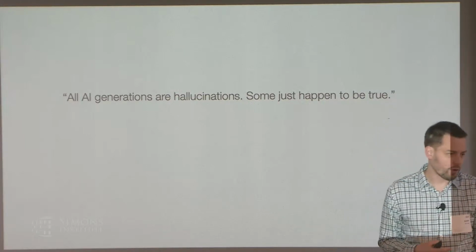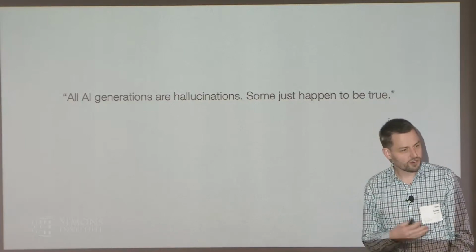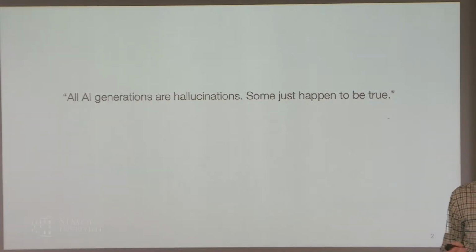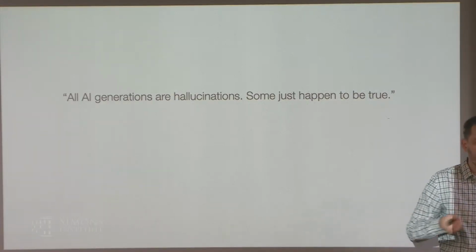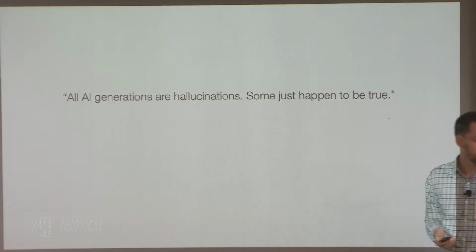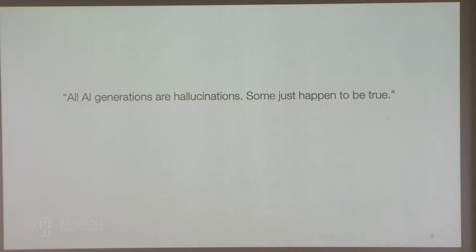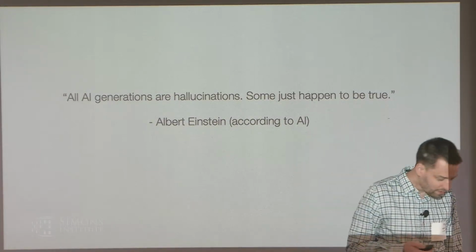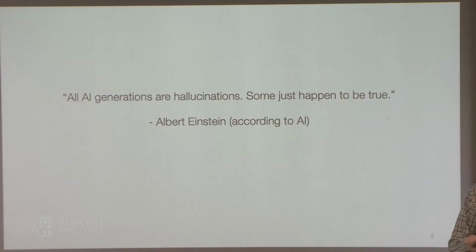In fact, I think there's a great quote that summarizes this: because they're generative models, they don't really have facts or knowledge bases of the world. And so it's actually very reasonable to say that all AI generations are hallucinations. Some just happen to be true. I don't know who said this quote, so I asked AI. And of course, like all famous quotes, someday this will be attributed to Einstein. But I want to dive into some of these a little bit and show you the nature and characteristics of these things and why I think it's a really interesting topic.